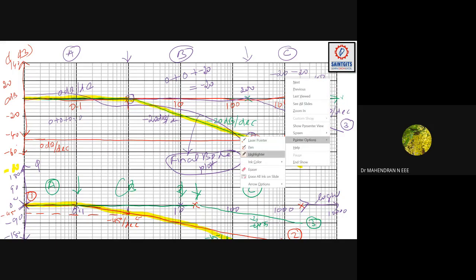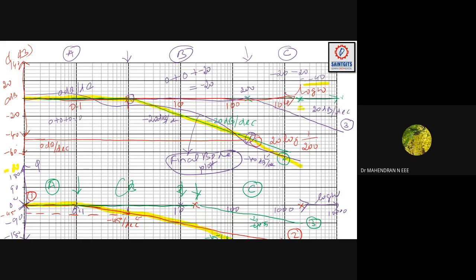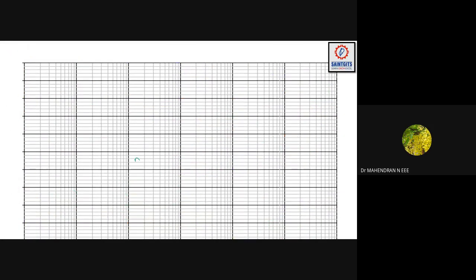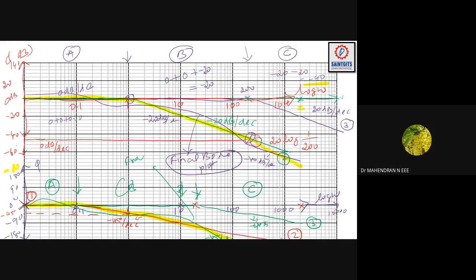So to finish the phase plot, you can say this is your final phase plot. Okay, so that's all about the magnitude and phase plot of the given transfer function. You should be able to understand this. If you have any queries, then you can discuss it.